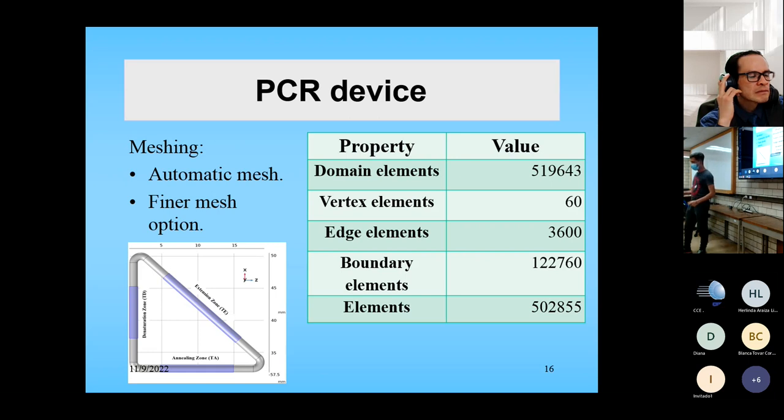Well, the next step, when we export the CAD model to COMSOL Multiphysics, is creating a mesh in the geometry. An automatic mesh was created using the finer mesh option. In the following table, you can see some of the parameters generated in the meshing process.